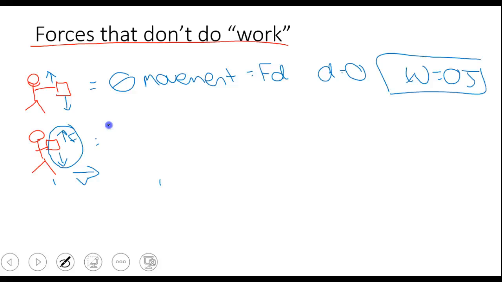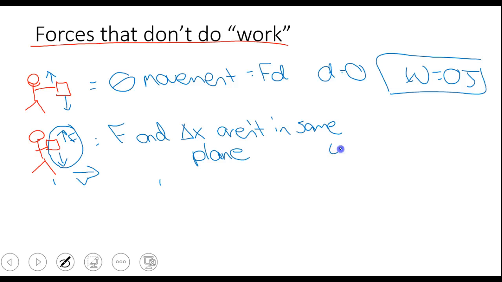And so if force and delta x, or the change in position, aren't in the same plane, and by plane what I mean is like the x plane or the y plane, then no work is done. Or I'm sorry, work equals 0. There is no work. And then the last situation in which no work is done is if nothing moves.